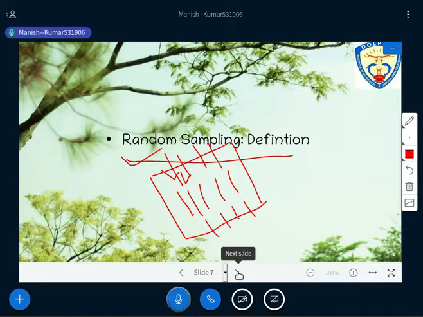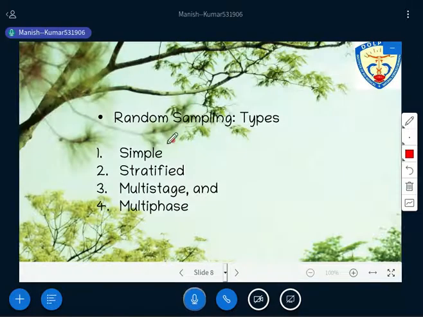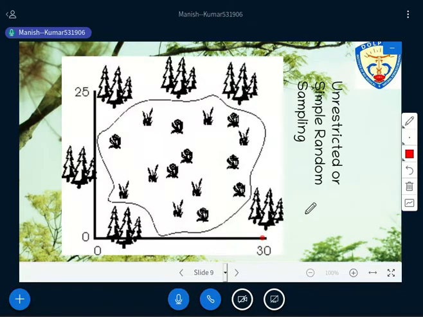Is it okay? The exact definition you can get anywhere; here I am just making you understand. You can collect definitions from lots of sources. We have to study four types of random sampling: simple, stratified, multi-stage, and multi-phase. One by one I will explain everything. First we move to simple random sampling, which is also called unrestricted random sampling. Is it okay?